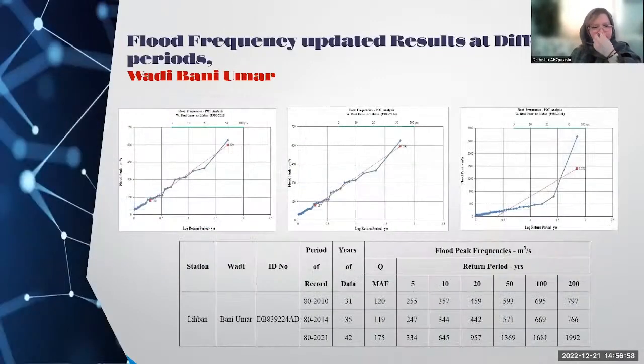This shows Wadi Bani Umar, and again the table shows the different values for different periods up to 2010, 2014, and 2021 for the last decades. And it shows, of course, how updating the flood frequency increases the flood magnitude for different return periods.